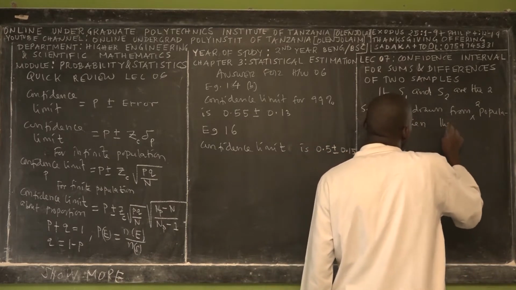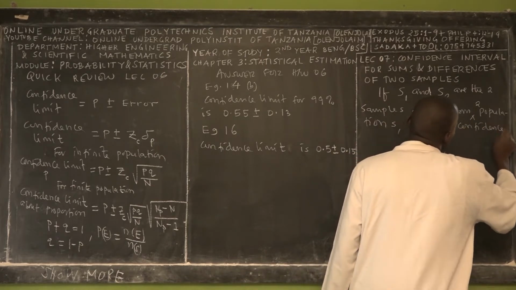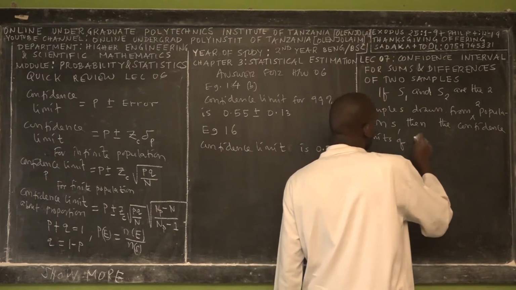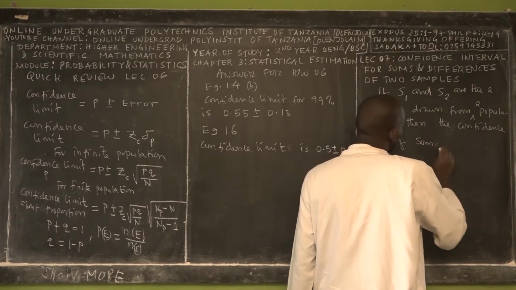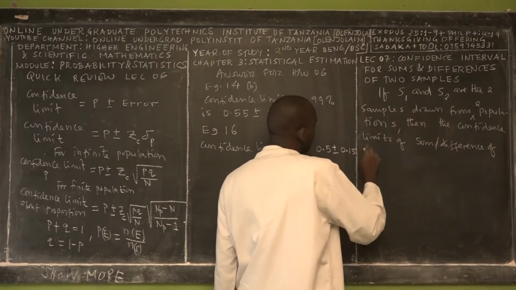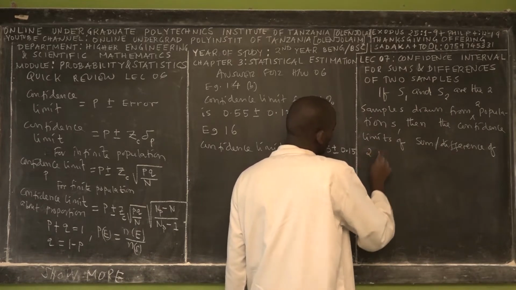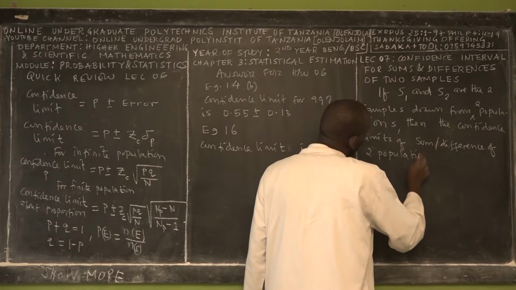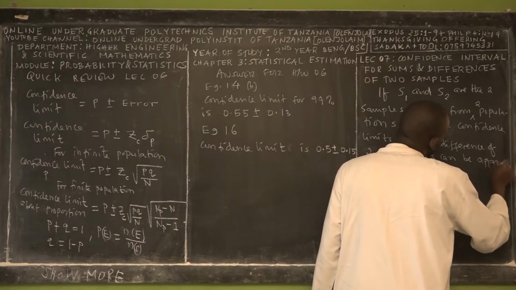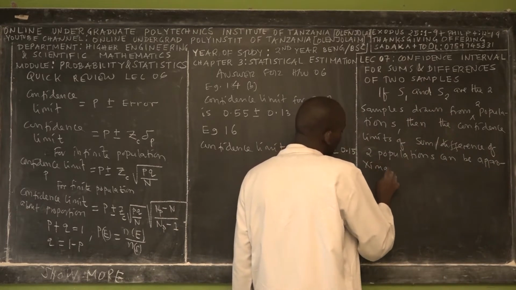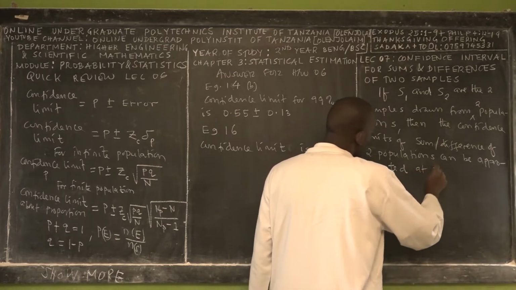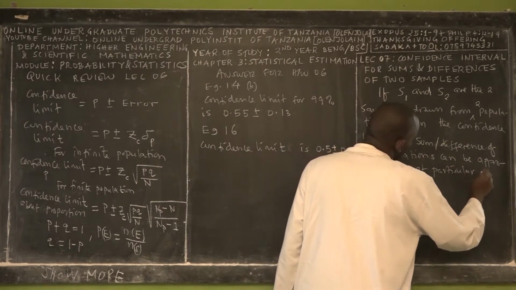the confidence limits of the sum or difference of two samples from two populations can be approximated at a particular interval.